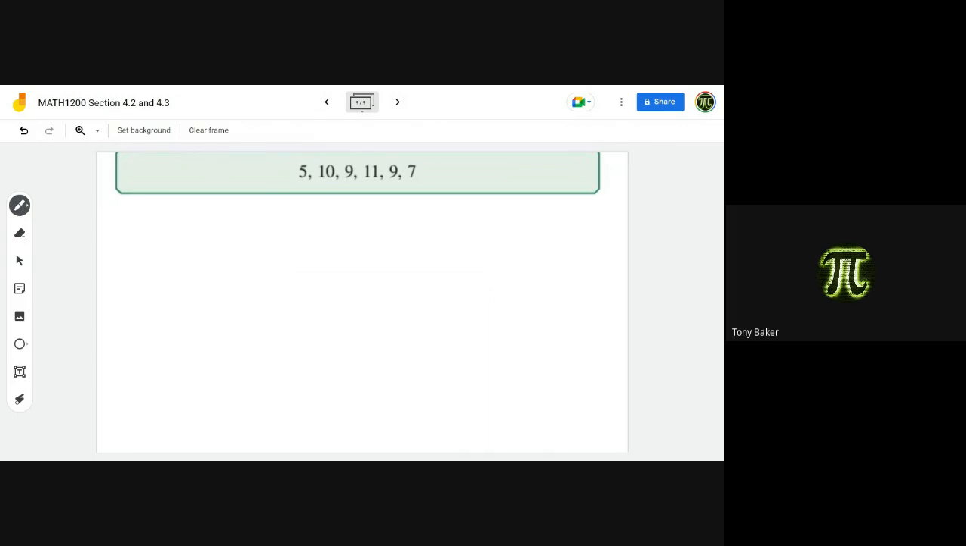Because remember, the goal, if the data is right, the median and the mean should be right in the middle together, right? So we want to look at how far things are spread away from them. So I need to find my mean. I'm going to put these numbers in order to make my life a little bit easier. So I have 5, 7, 9, 9, 10, and 11. All right. Add them up and divide by 6.